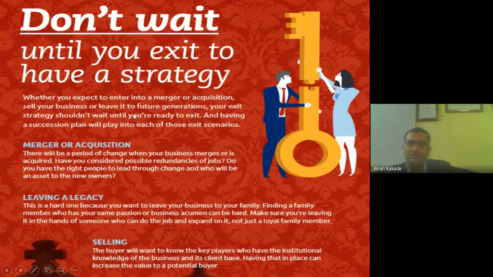For that reason, succession planning is very important. You need to take this part into consideration when you do the succession plan strategy. Leaving a legacy, this is a hard one because you want to leave your business to your family. Finding a family member who has your same passion or business acumen can be hard. Make sure you are leaving it in the hands of someone who can do the job and expand on it, not just a loyal family member.